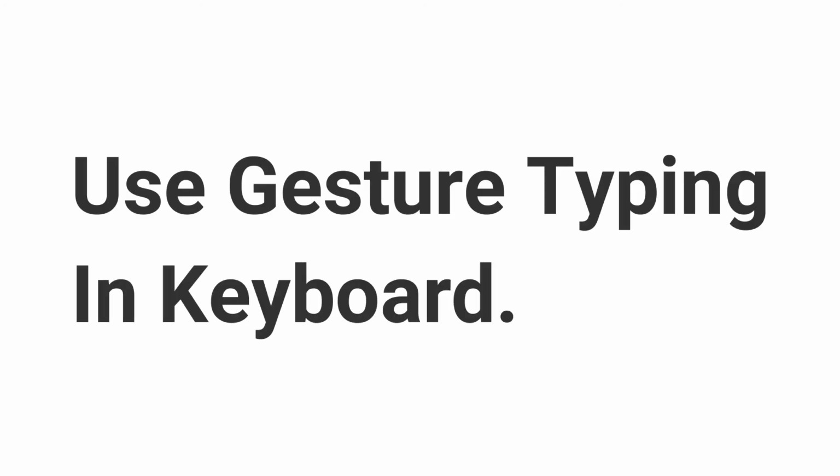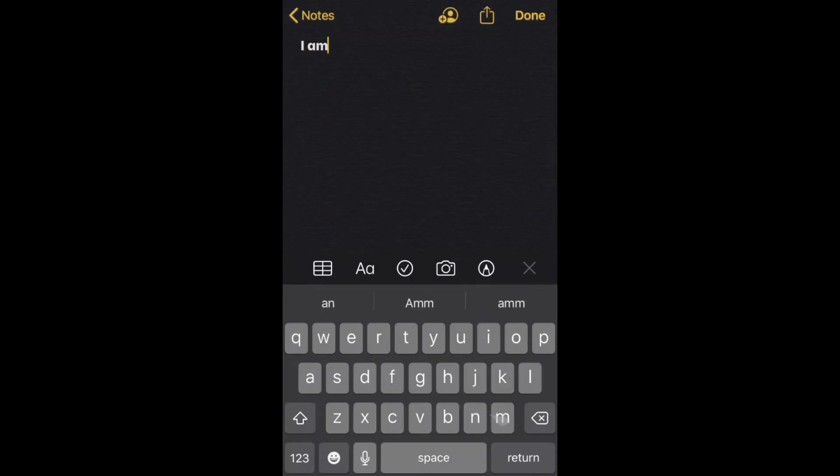Number 15. Use gesture typing in keyboard. You can now swipe your finger on the keyboard to type, just like the SwiftKey or Gboard keyboard. This makes one-handed typing much easier.